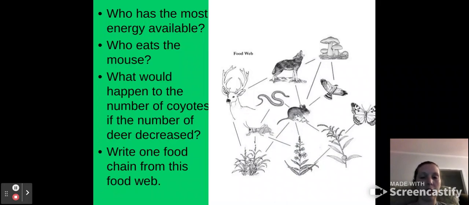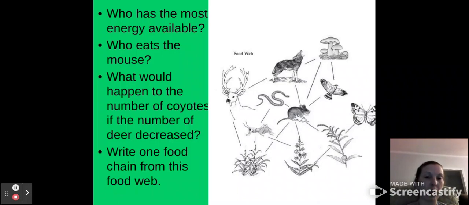And then we've got just a couple questions here. I went through that last one really quick, so I wanted to kind of show you this example here. So who has the most energy available in the system? Would it be the producers, the primary consumers, the secondary consumers, or the tertiary consumers, the third level? Who eats the mouse? Okay, so remember, we don't go the lines to the mouse, we go the lines away from the mouse.